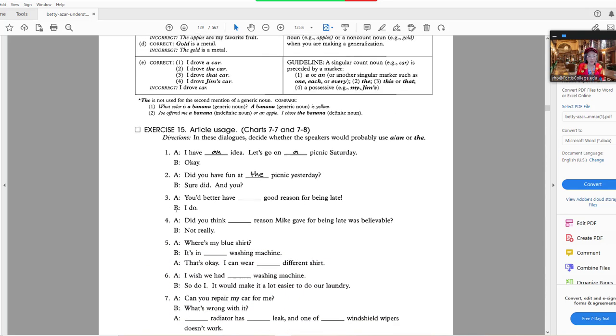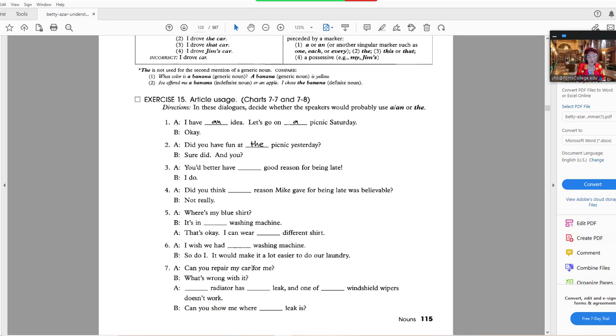So here, you'd better have a good reason for being late. Did you think the reason Mike gave for being late was believable? Not really. Where's my blue shirt? It's in the washing machine. That's okay. I can wear a different shirt. I wish we had a washing machine. So do I. It would make it easier to do our laundry. Can you repair my car for me? What's wrong with it? The radiator has a leak and one of the windshield wipers doesn't work. Can you show me where the leak is?